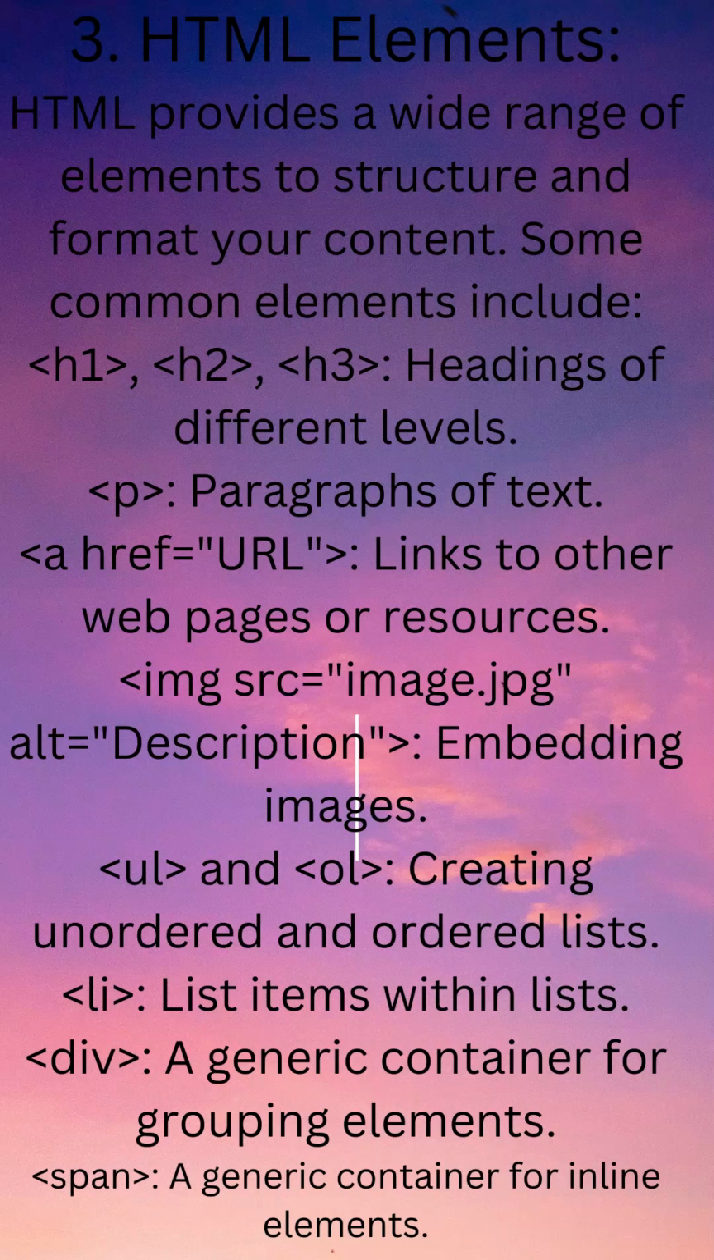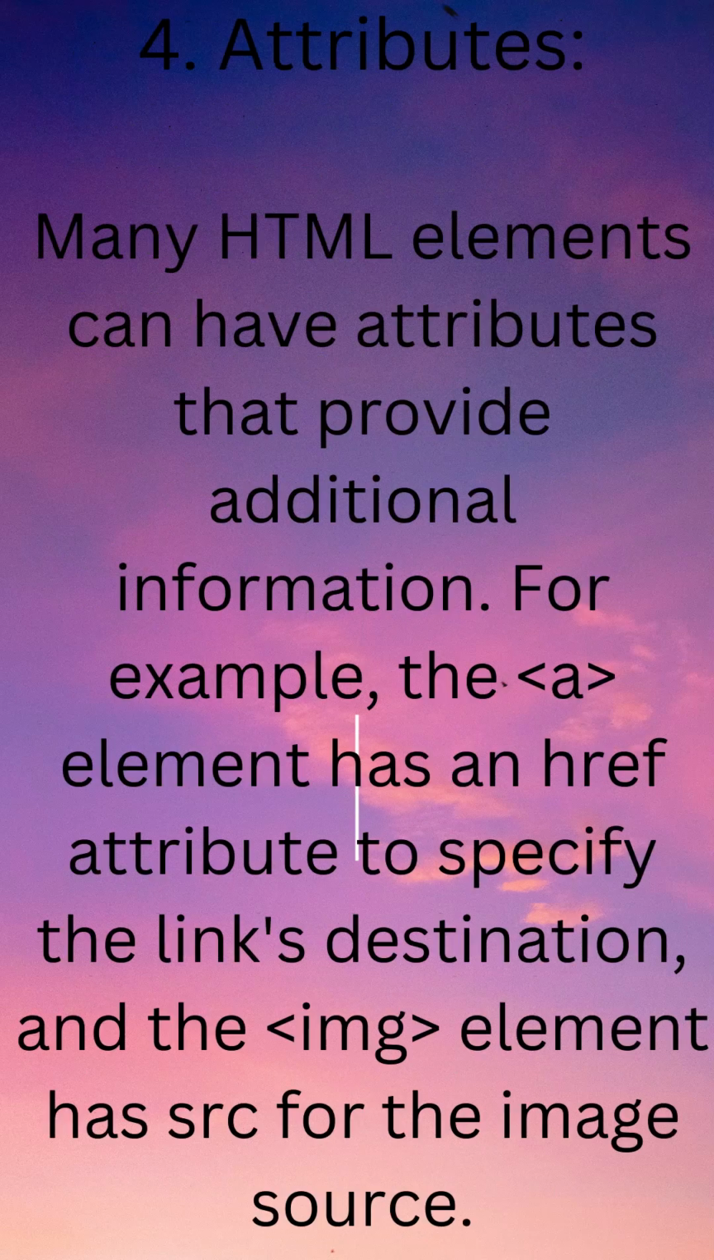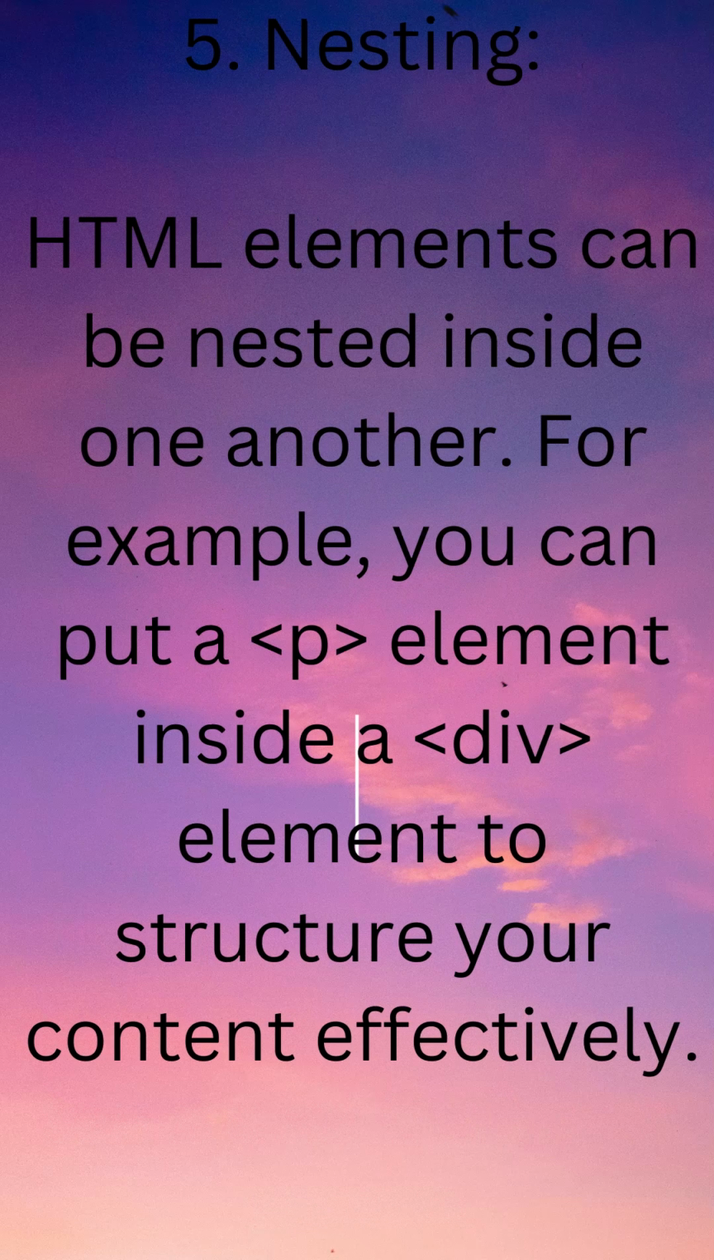UL and OL used for creating unordered and ordered lists. LI, list items within lists. Div, a generic container for grouping elements. Span, a generic container for inline elements. The next topic is attributes. Many HTML elements can have attributes that provide additional information. For example, the A element has an href attribute to specify the link's destination, and the IMG element has src for the image source.